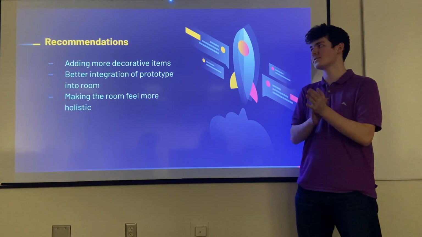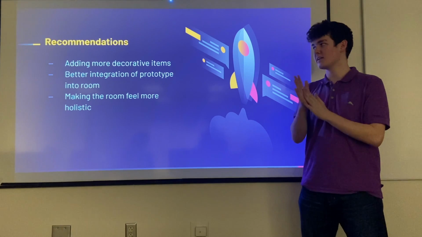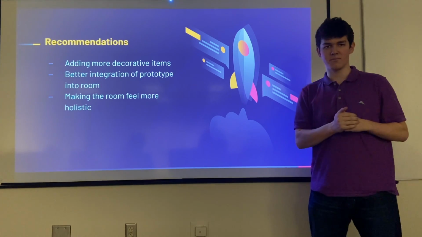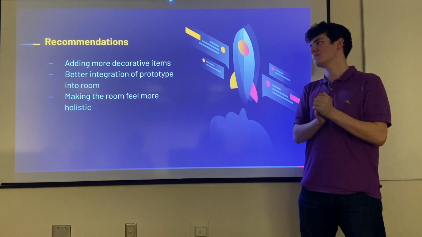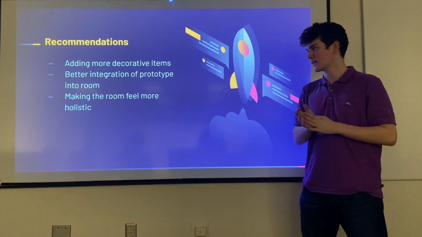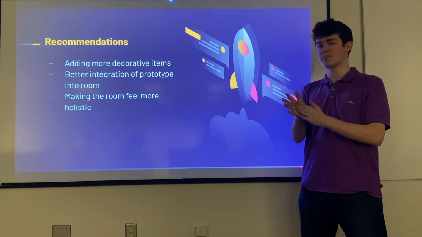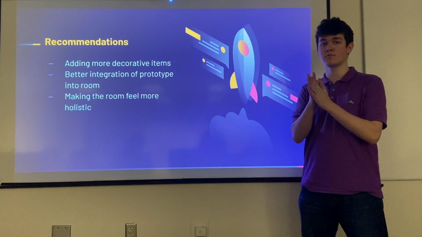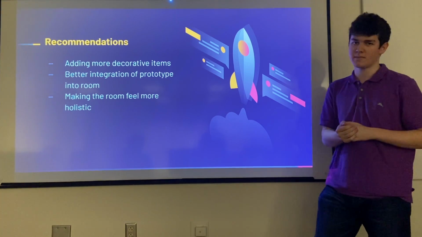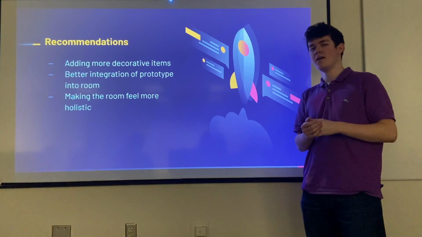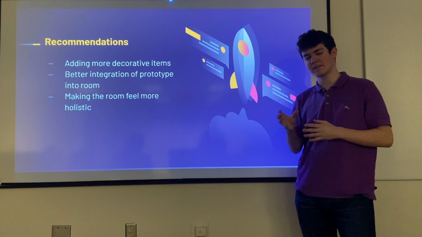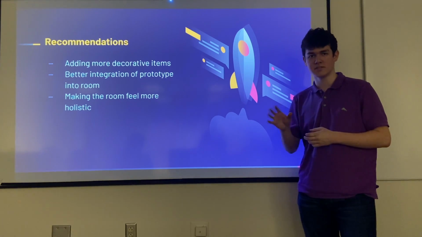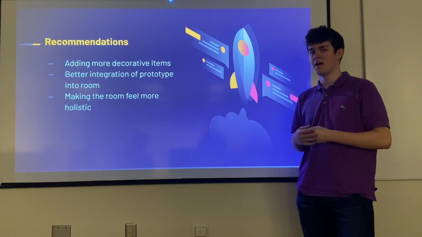So our recommendations as we go into implementing would be to, as I mentioned before, add more decorative items just to make it really feel like a time machine. And then next up would be the integration of one of the prototypes better into the room. Specifically here, we're talking about our monitor the situation puzzle. Right now, it's kind of just in the room, and we would want to make some housing for it to really better integrate it into the room.